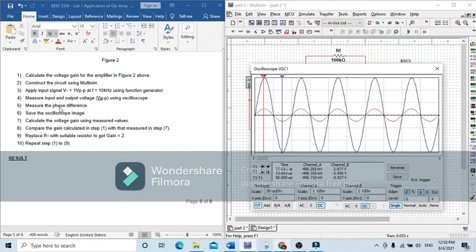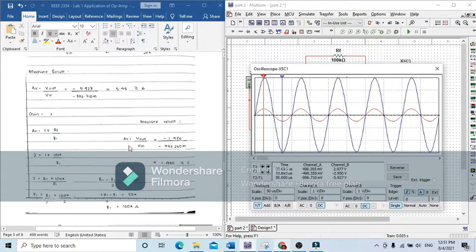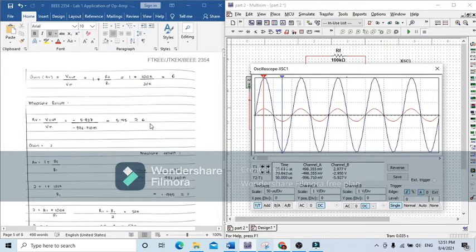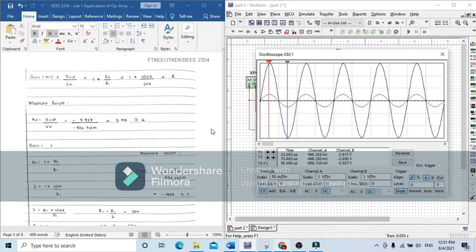And then measure the phase difference. Here we can see the output signal is in phase with the input signal. So there is no phase difference between the output signal and the input signal. This is the formula to calculate the non-inverting amplifier gain, which is 1 plus RF over R1. That's all for part 2.